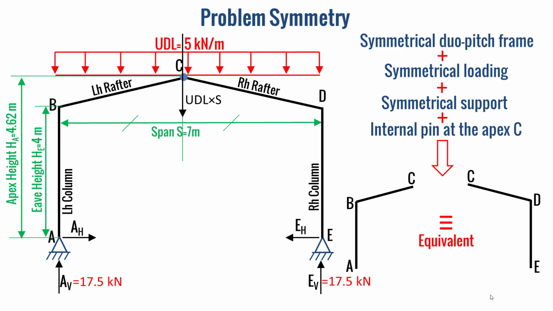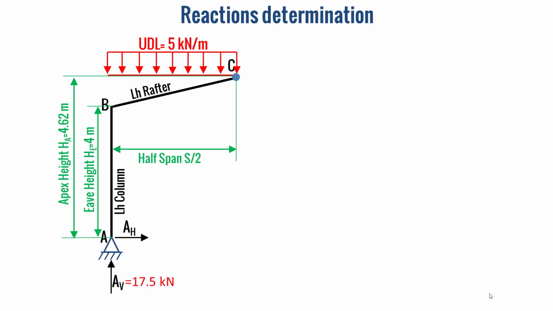The right hand and the left hand parts are equivalent. So let's consider the right hand part of our frame ABC, and here C will have two reactions, horizontal and vertical reactions, and the UDL will be converted into a point load equal to UDL multiplied by the half span, and the point load is located at the fourth of the span from the point B.